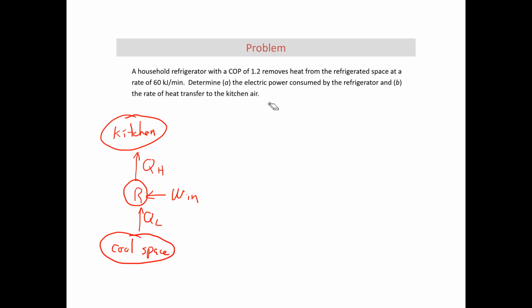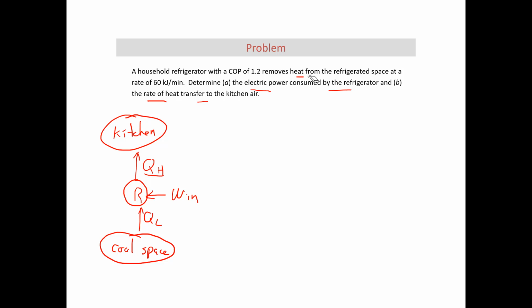And it's asking me to determine the electrical power consumption of the refrigerator, right? So that would be the work in. The work into the refrigerator is the amount of work that the compressor is consuming, or the amount of electrical work that the refrigerator is consuming. And it's asking me to find the rate of heat transfer to the kitchen air, which is QH. How much heat am I rejecting to the kitchen air in order to keep the cool space maintained at a specific temperature?